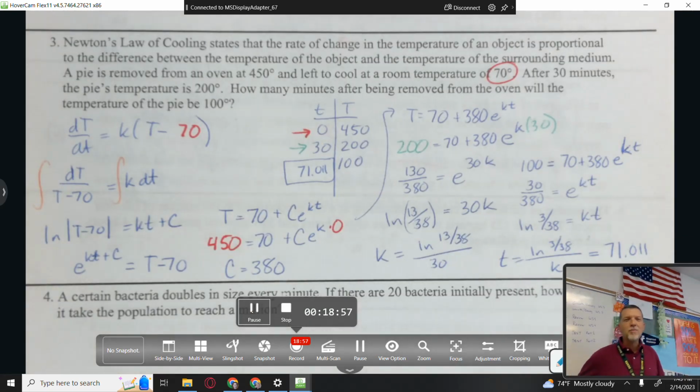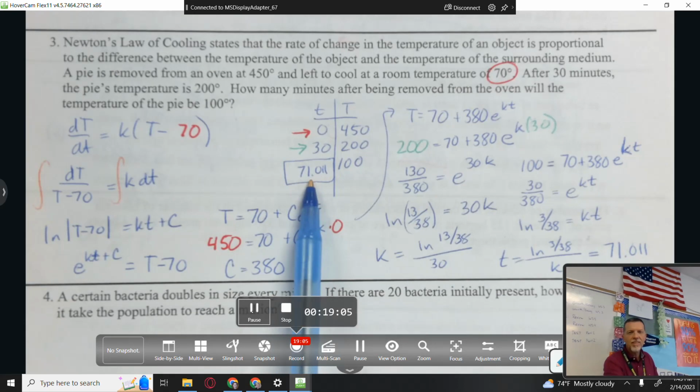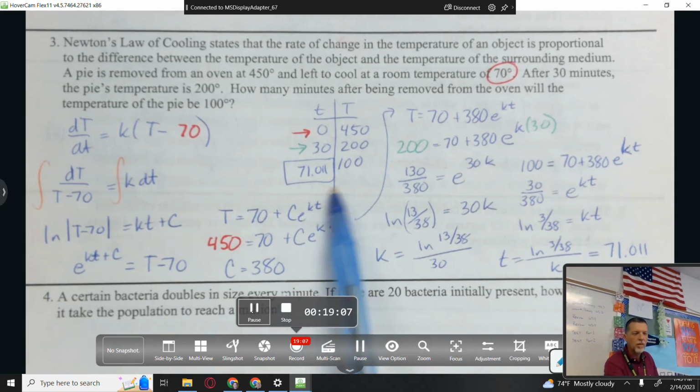At home, that just magically appeared. You might need to hit pause and walk through that. That answer seems to make sense when you look at all the other times and temperatures.